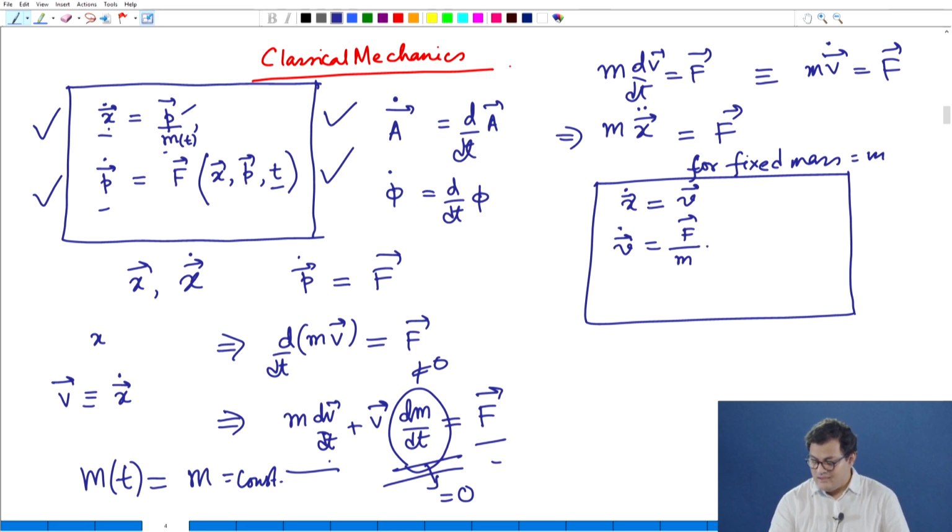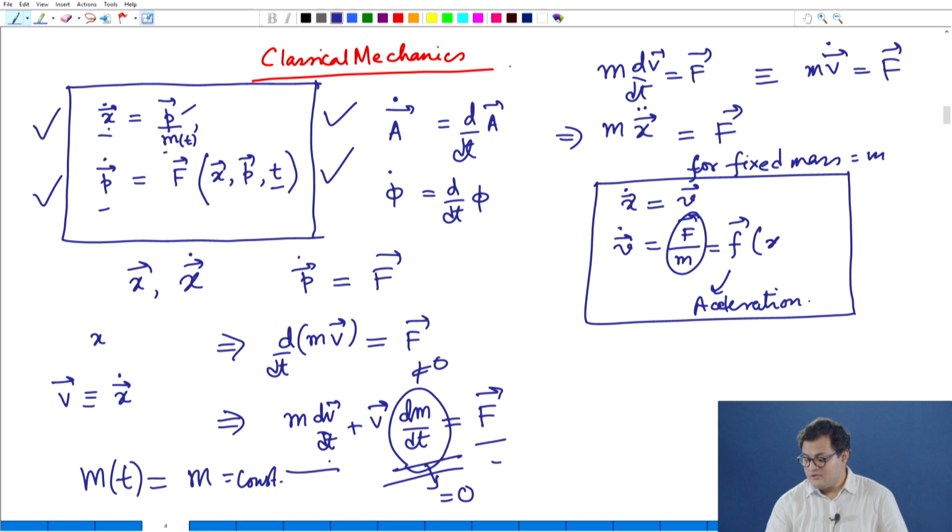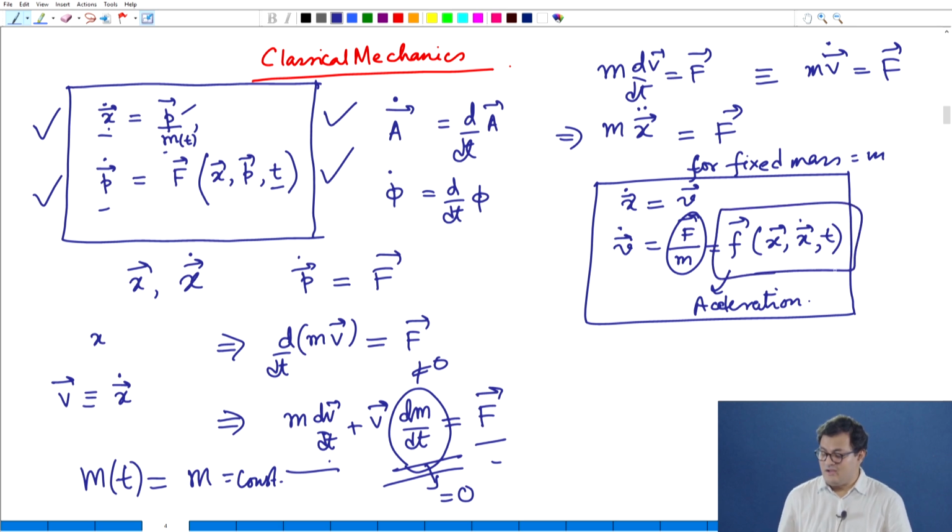I can say that is another function which is f, which I call acceleration or the rate of change of velocity, and I say this is a function of x, x dot and t. This is the most general case possible. I am not saying f is always a function of all of them, but in general they can be.